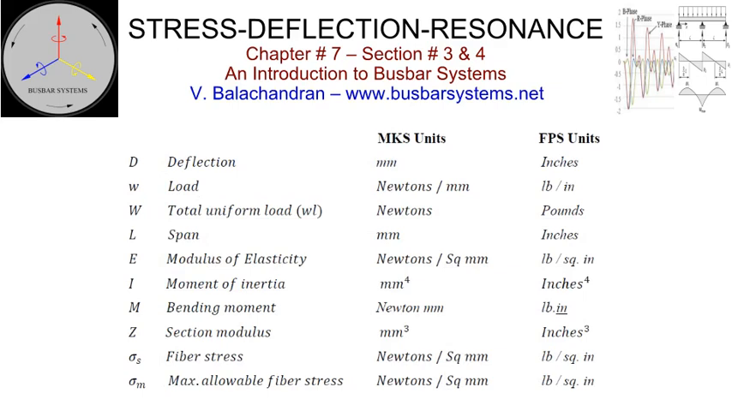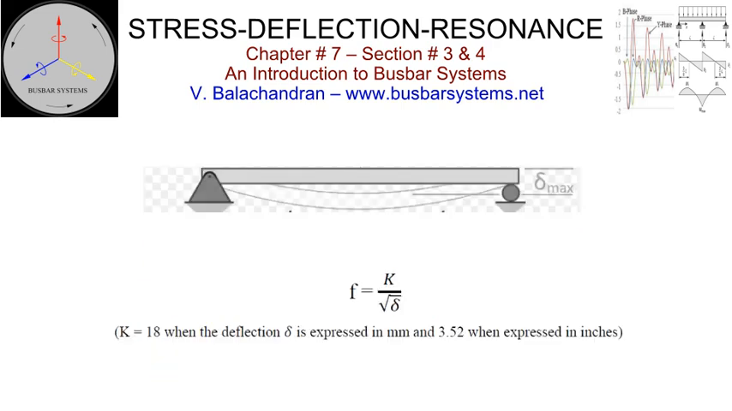The table displays the units in MKS and FPS systems for the following: deflection, load, total uniform load, span, modulus of elasticity, moment of inertia, bending moment, section modulus, fiber stress, maximum allowable fiber stress. A conductor supported by a set of insulators at reasonably regular intervals will deflect on the application of a force.